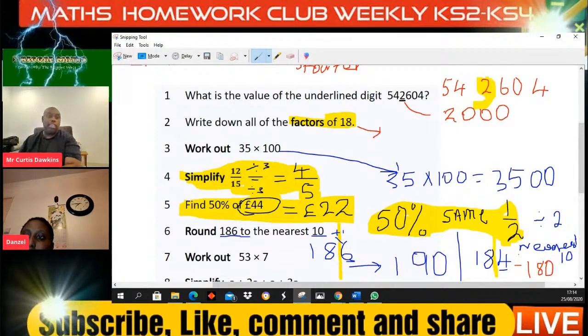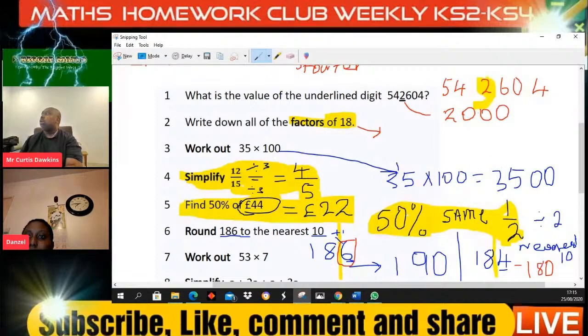Okay? Can you see the difference here? Yes. This one was 6, so it's higher than 5, yes? So we have to add 1 to the 10. This one here is less than 5, okay? So you don't add anything, it's just 180. This to the nearest 10.